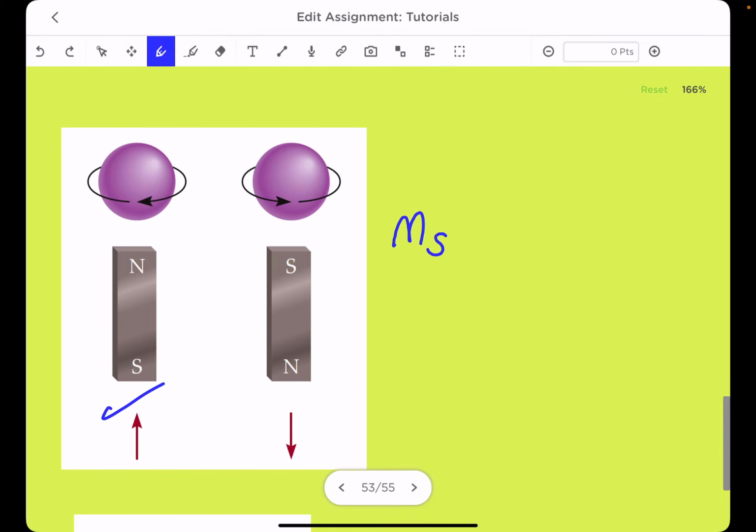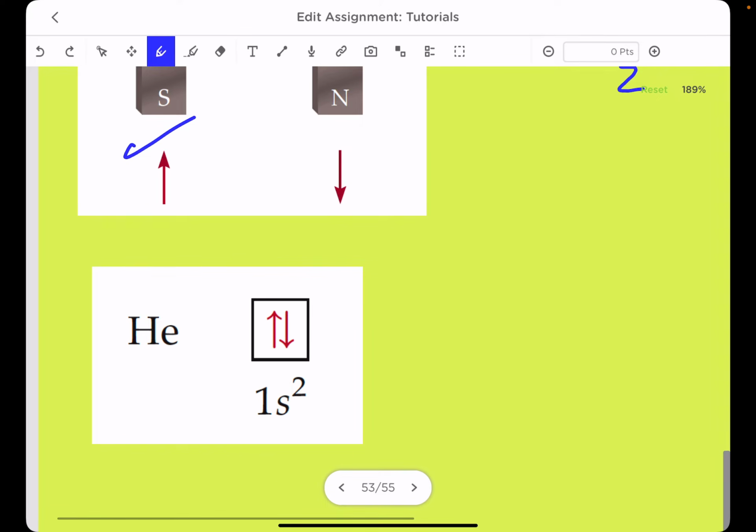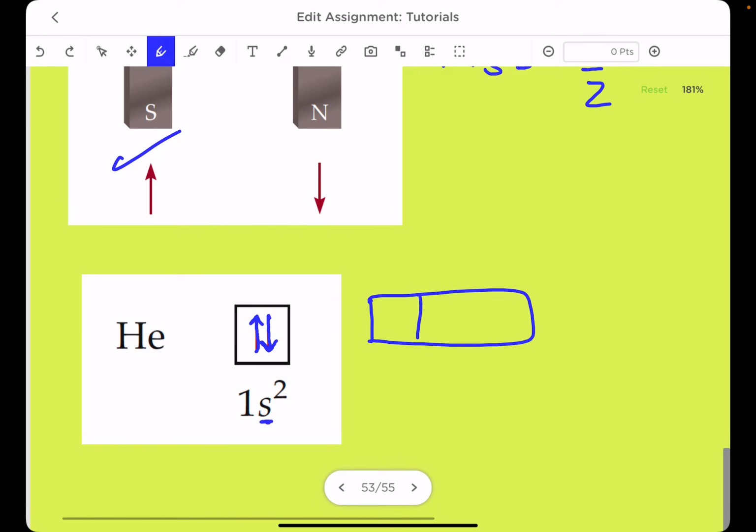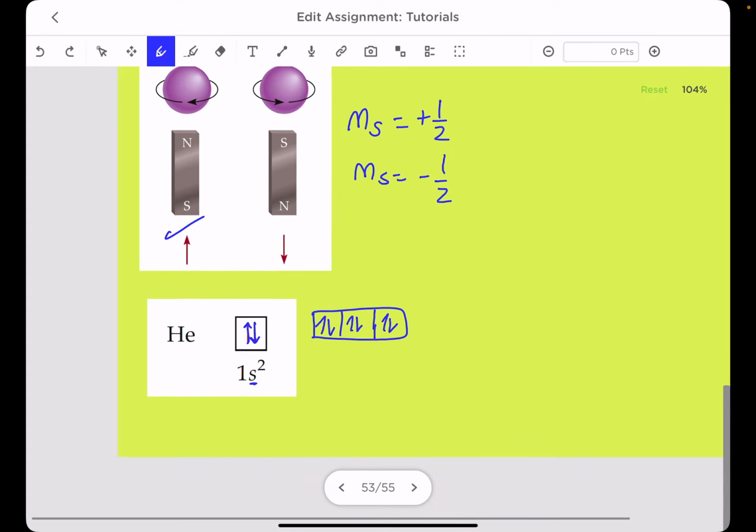This figure over here shows the 2 possible spinning motions of an electron, one clockwise and the other counterclockwise. Therefore, MS has 2 values, plus half and the other value minus half. So let's say helium. Helium has 2 electrons, so here I have 2 electrons in the S orbital. When I look at it, I always see 1 arrow up and 1 arrow down. And this is why in the box itself, whether it was S or P or D, I don't have more than 2 arrows in every square, because 1 electron is spinning clockwise and the other electron is spinning counterclockwise.